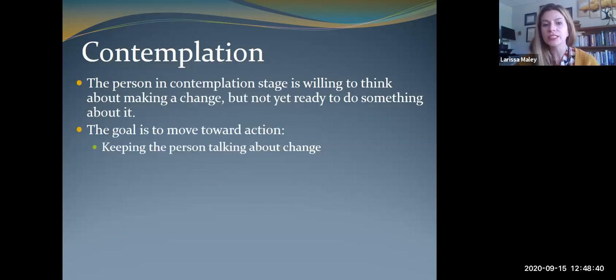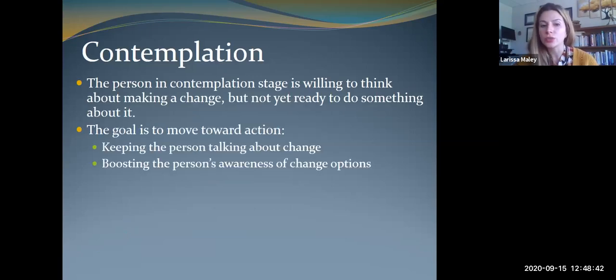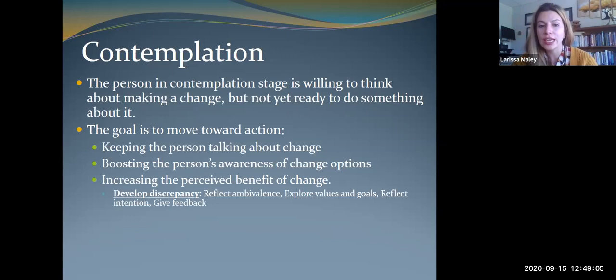In contemplation, this is when you're going to pull in your actual MI skills, where you're going to try to move them towards action as soon as you can. So keeping them talking about change, not going into sustain talk or talking about why they should keep doing what they're doing. We're now shifting to why you should be making the change, boosting their awareness of options so that there's more than one way of doing it, increasing the perceived benefit of change, helping to develop discrepancy, right?